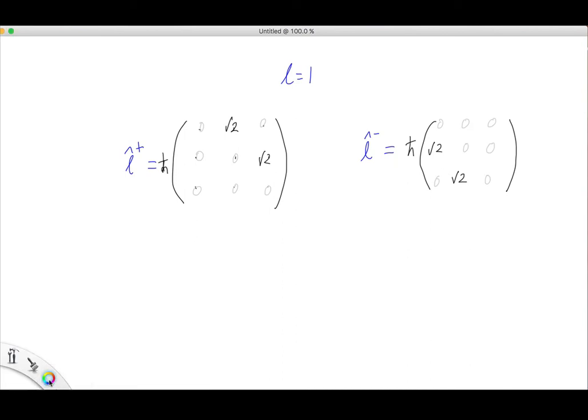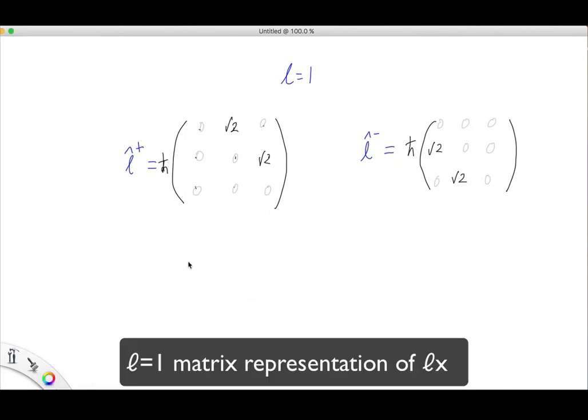From these two matrices I can construct the two angular momentum matrices along the x and the y axes. So the Lx matrix is given by half the sum of L plus and L minus, which is given by half h bar, and now we just add the two matrices together element by element. And this time we have two bands, one above the diagonal and one below the diagonal.